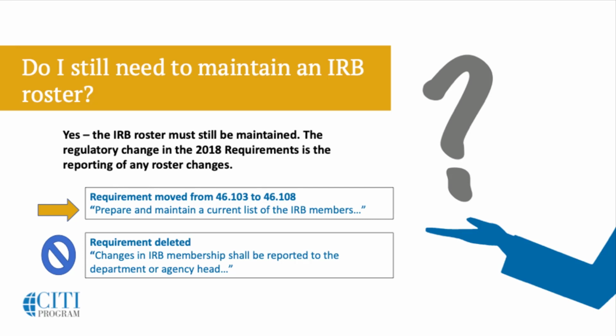For example, full-time employee, part-time employee, member of governing panel or board, stockholder, paid or unpaid consultant. So what was deleted was that changes in IRB membership shall be reported to the department or agency head.